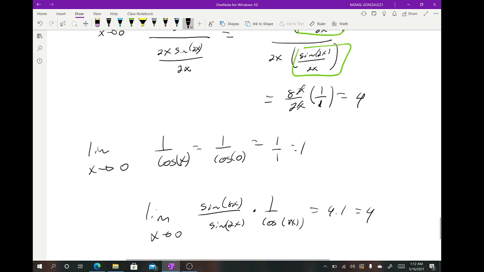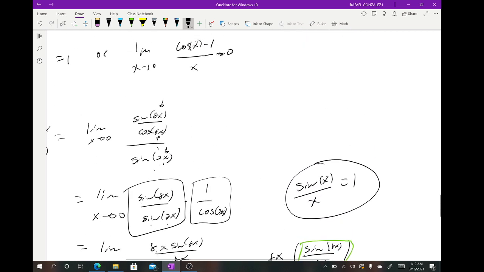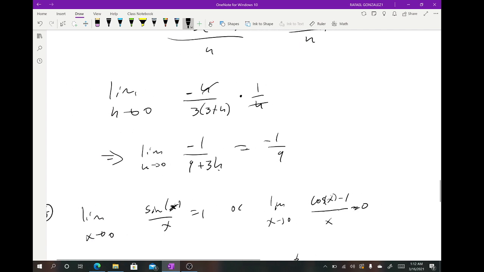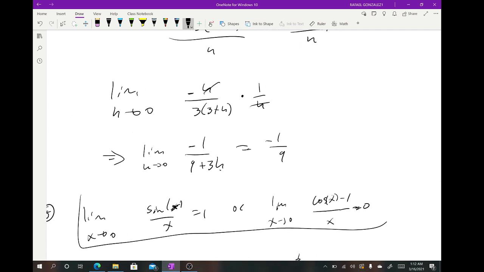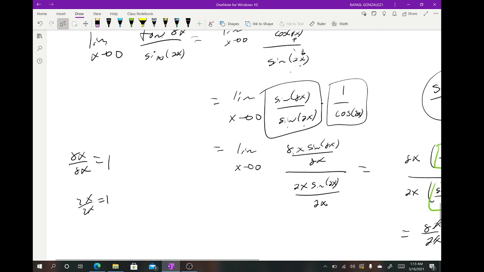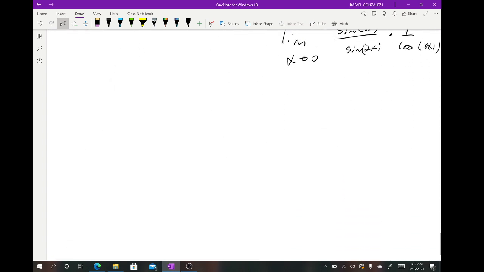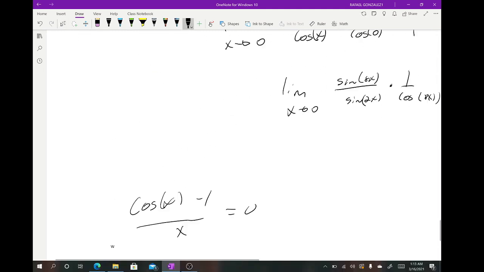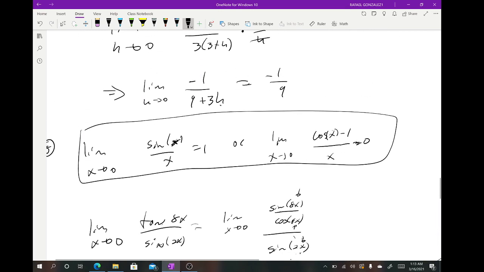Okay, so you have a problem where you have to use one of these rules, either the sine rule or the cosine rule. You'll be given what they're equal to, and you will have to cleverly use these rules to rewrite the problem. So, for example, the other rule is the limit of cosine x minus 1 over x. That's equal to 0, right?